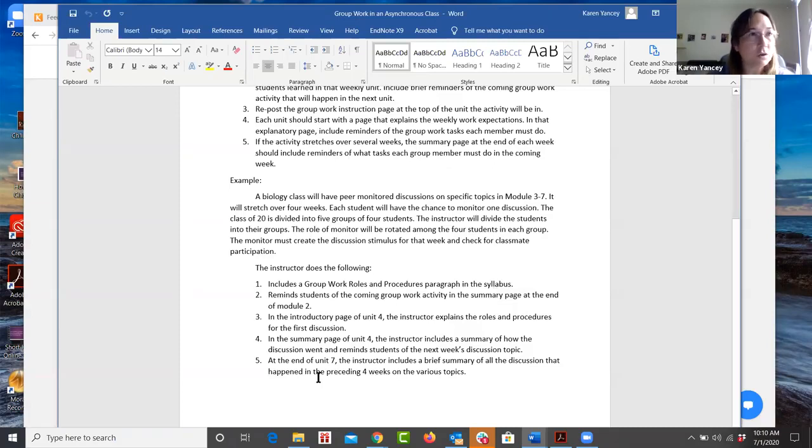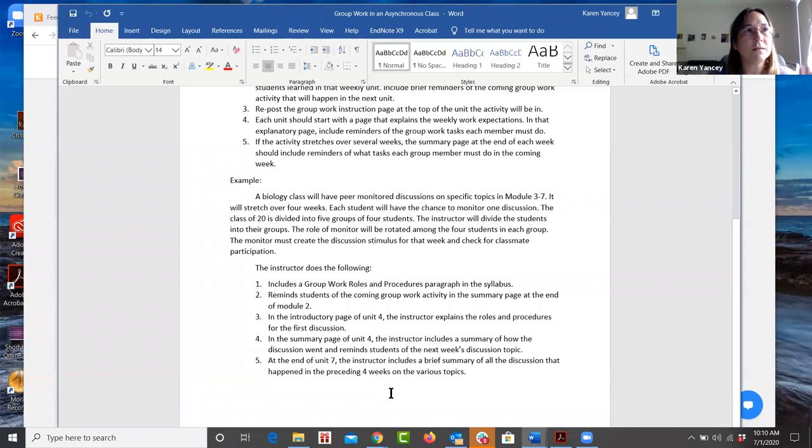And then at the end of Unit 7, after the 4 weeks of discussion, monitoring, and lively debate, the instructor would have a summary page saying, this group work activity has brought up many points. People were confused about this topic, but I was very impressed with how informed people were on that topic. And I really liked the questions that you presented.